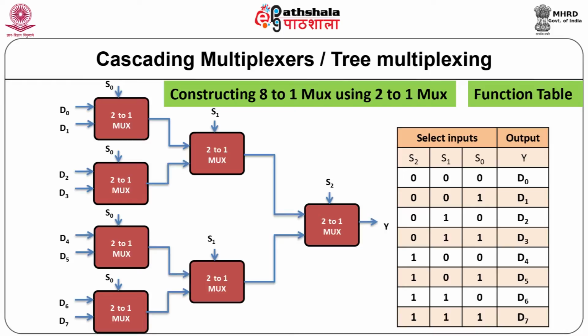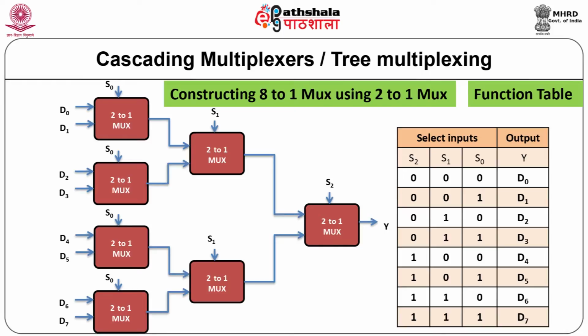The level 0 multiplexers are considered to be the basic multiplexers which accept all 8 data inputs, but 2 inputs per multiplexer. As you can see, the first multiplexer accepts 2 data inputs D0 and D1. The second multiplexer at the same level accepts D2 and D3. The third multiplexer will accept D4 and D5, and the fourth multiplexer will accept D6 and D7, and all of them are connected to a common select line, that is S0.